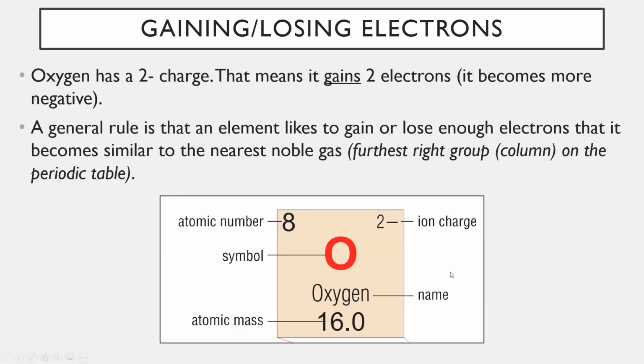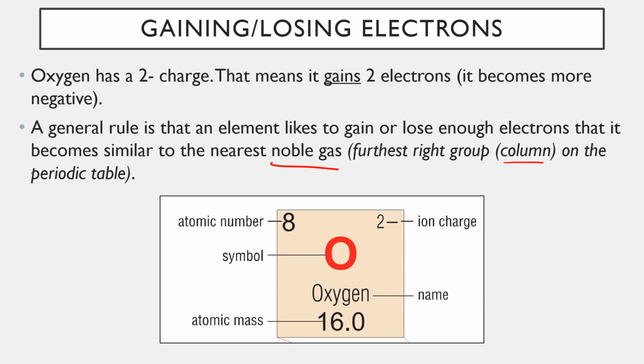So again, gaining and losing electrons, like we just said, oxygen has a 2 negative charge. That means it gains 2 electrons. In other words, it becomes more negative. Now, a general rule, just nice to know, is that an element likes to gain or lose enough electrons that it becomes similar to the nearest noble gas. Remember noble gases, we talked about that a little bit. Noble gases are the furthest right group, in other words, the furthest right column on the periodic table. It's things like helium and neon. Those are the noble gases.